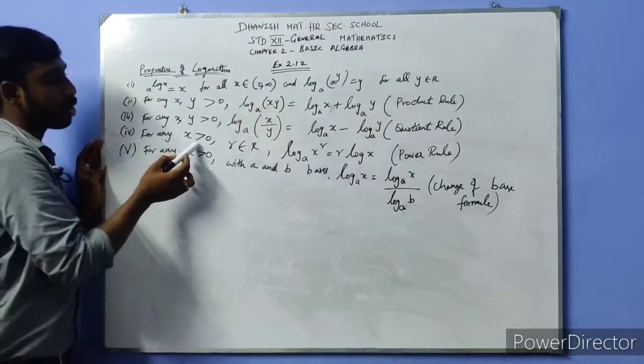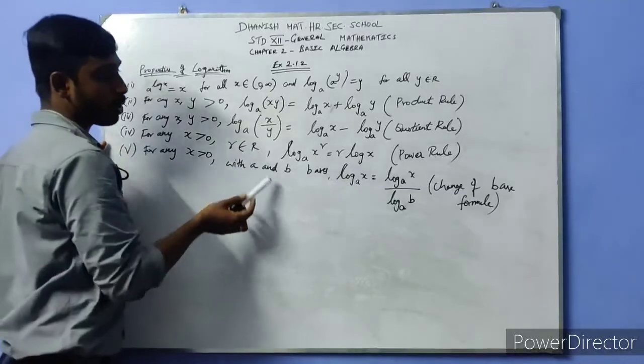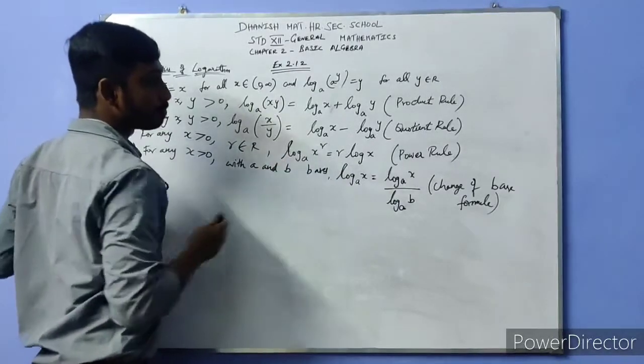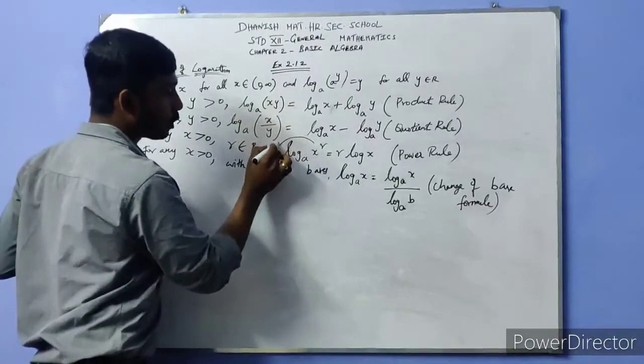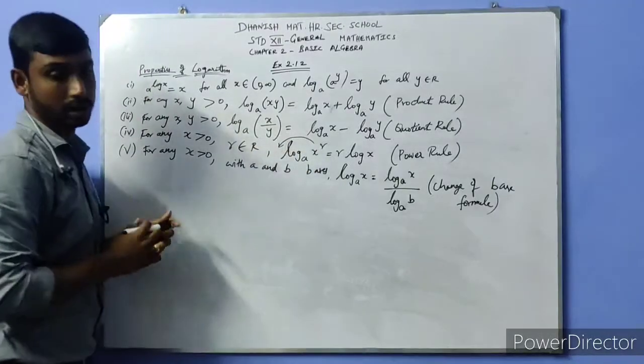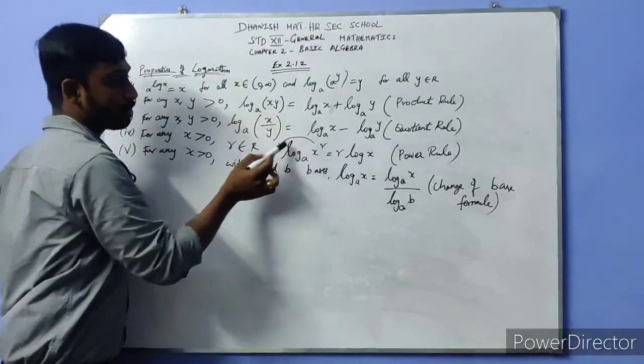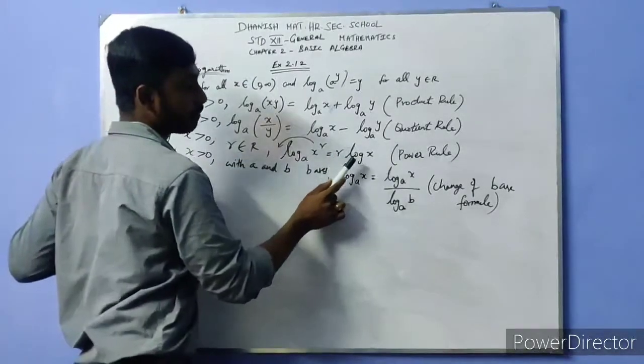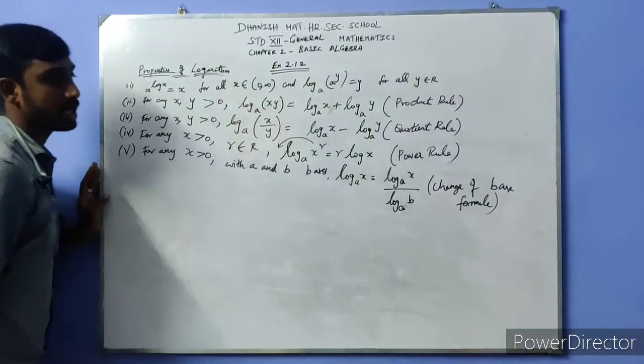So for any x belongs to (0, infinity) and r belongs to R, log_a of x power r equals, that power value goes in front of the log. This power r goes in front of the log value, so it changes into r log_a x. It is the power rule.